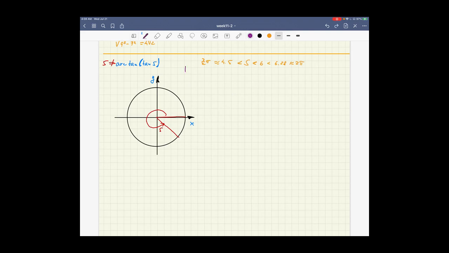Now, where is tangent 5? This distance here is tangent 5. Of course, it's negative because 5 is an angle in the fourth quadrant. Where is the angle arctangent of tangent 5? Remember, arctangent of tangent 5 must necessarily be between negative pi over 2 and pi over 2. So the angle that corresponds to this tangent is here.